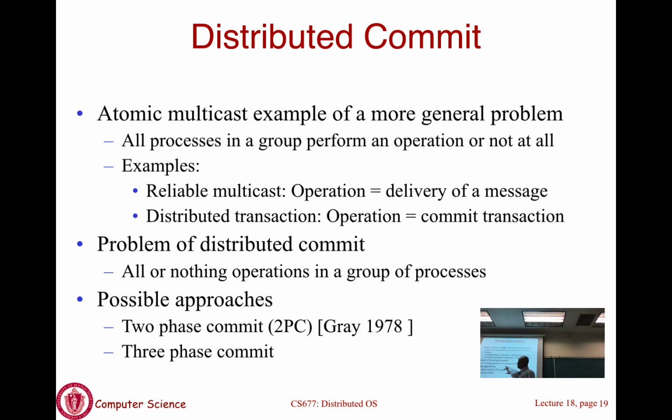So we want all or nothing operations for a group of processes, and we look at distributed commit as an example. Again, this problem actually has come from the database world, just as you had transactions and so on. So some of the earlier techniques we are going to see come directly from databases. We'll see two-phase commit. It was proposed by Jim Gray, who was a very well-known database researcher at the time. We'll see three-phase commit also came from databases.